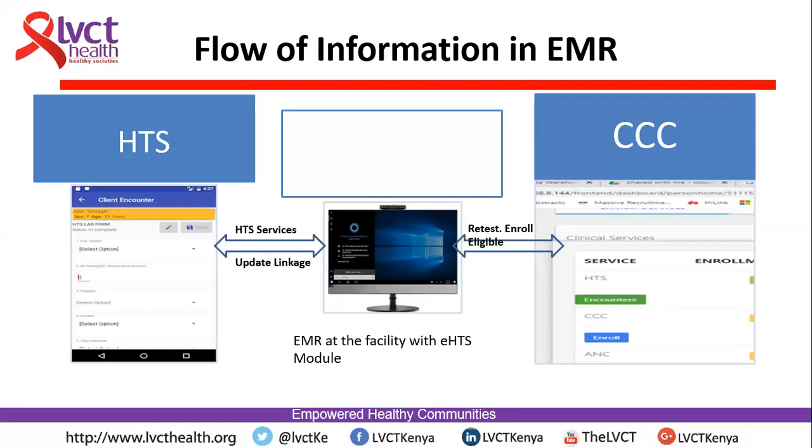Some sites might be using a different application apart from the AFIA mobile, but you can see the HTS provider is able to fill the clinical encounter for both negative plans and positive plans, and then push this data to the EMR server. Then the clinician is able to query or invoke a request from the server and do a retest for this client. And possibly if the client is eligible, the clinician is then able to enroll the client to the CCC or any other services.